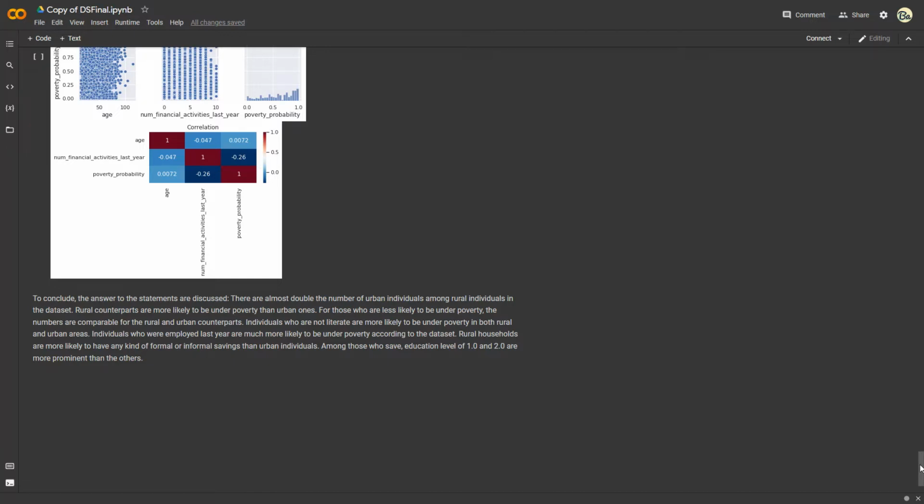And those who have self employment are in a mixed bag of poverty line and non-poverty line. Rural households have more informal savings, while urban households have more formal savings. Among those who save, those with education level 1.0 and 2.0 are most likely to have more savings as compared to others. Thank you.